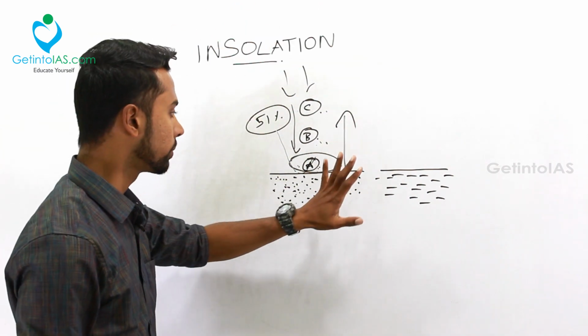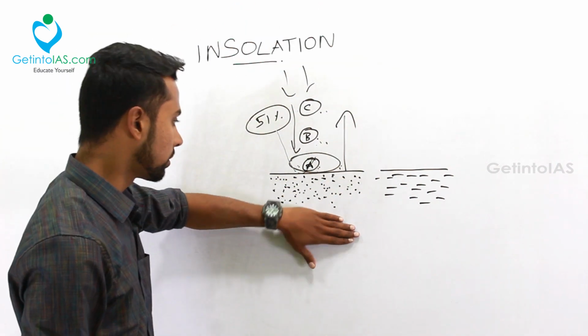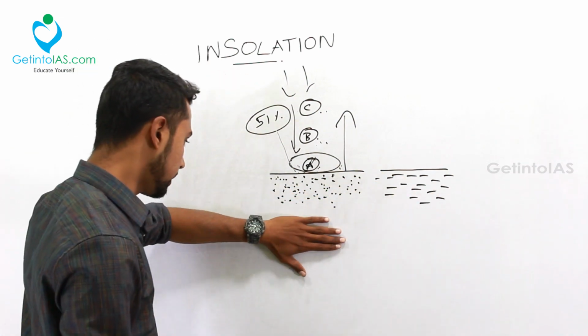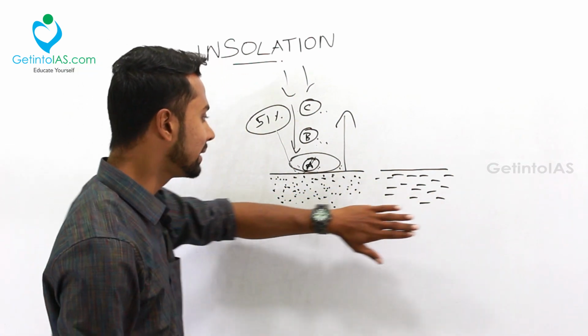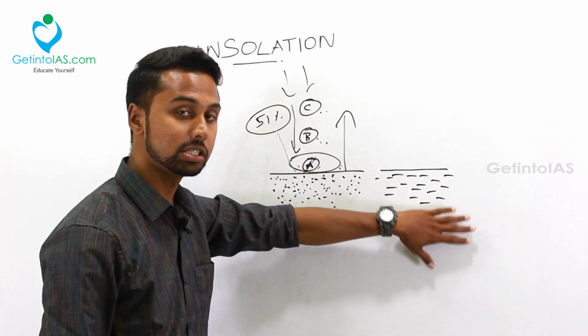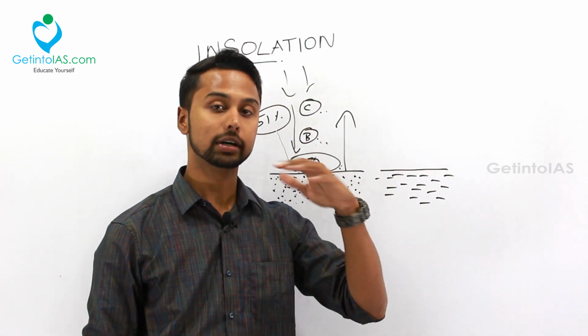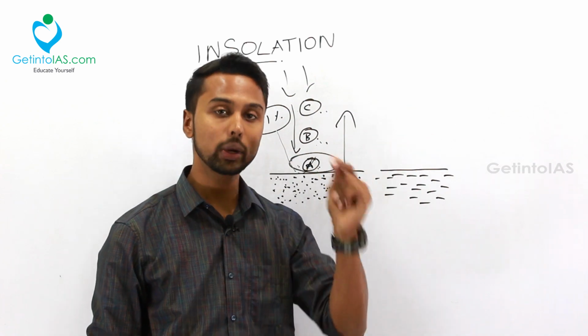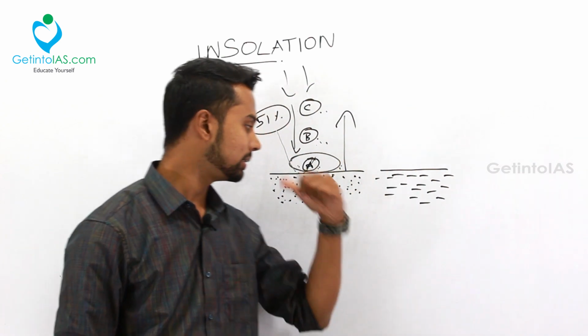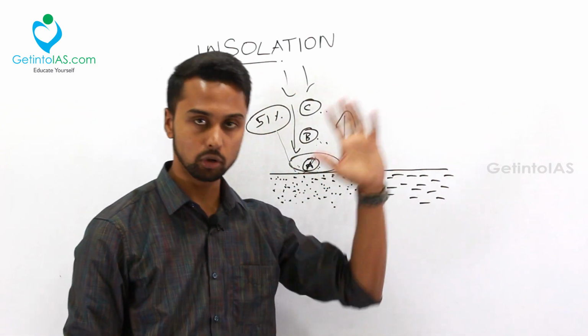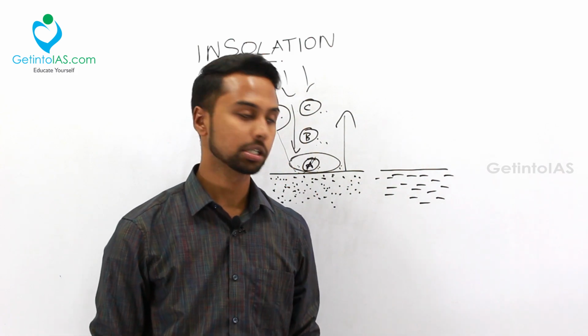So now answer my question. Whether the land or the ocean, this continent or the ocean, which will get heated fast? Which area will get heated fast and which area will radiate the absorbed heat very fast? The quick heating process, where will it take place, on the land or at the ocean? If you know the answer, just write it in the comment section.